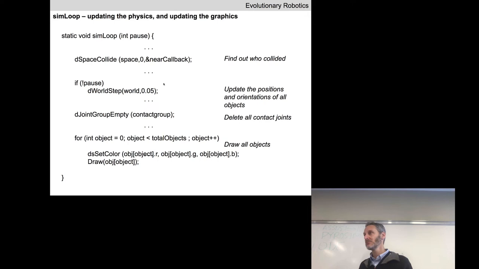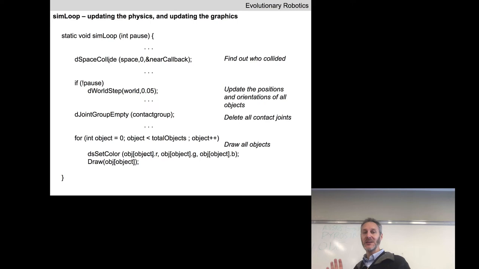Okay. So what happens through one pass of SimLoop? We're assuming at this point we have initialized our scene. We've created all our objects with their initial positions, orientations, masses, geometric properties. We've assigned joints to everything. The simulation is ready to go. We turn it on. We enter SimLoop for the first time. And the first thing it does is to see, are there any pairs of objects that are colliding? And assign forces to those objects. Nothing has moved yet. We're just adding forces if need be on colliding objects.